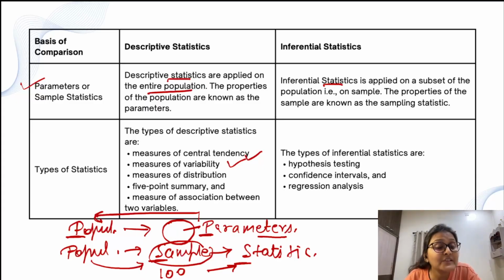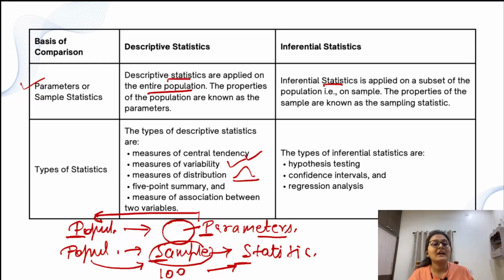Now next is measures of distribution. This represents the pattern or the shape of data. This measures the possibility of skewness, that is, whether it will be positively skewed or negatively skewed.